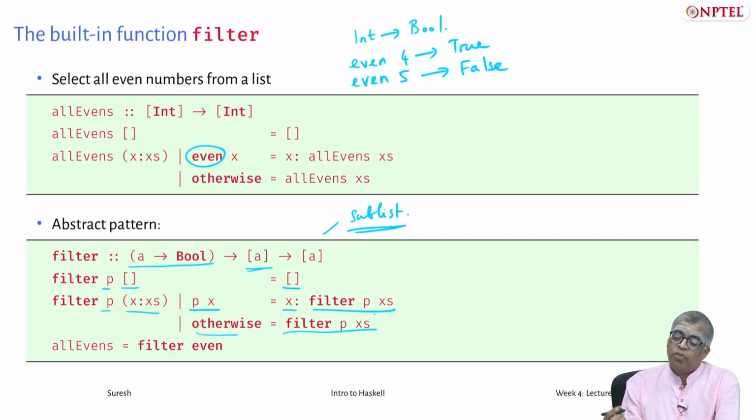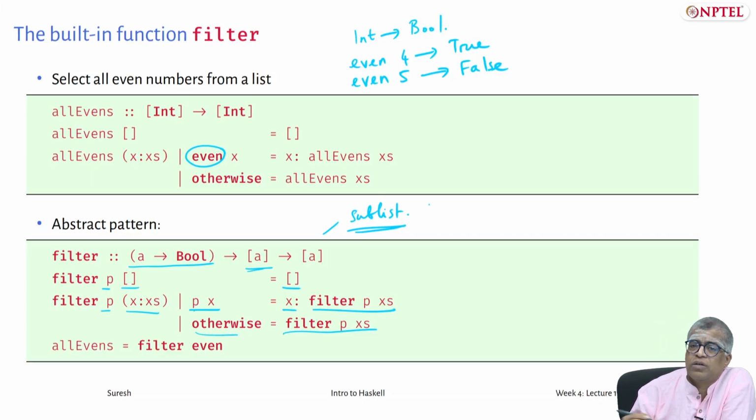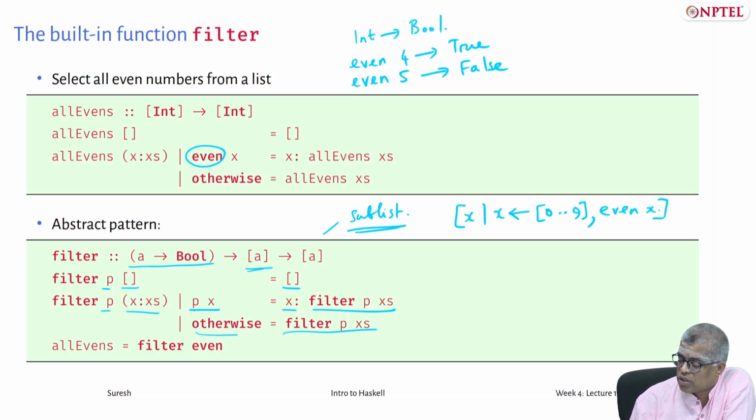So we had the list comprehension notation. Some of it can be expressed using filter, some of it can be expressed using map, some using a combination. For instance, if I want to say pick out all x from 0 to 9 such that even x, you can use list comprehension for this, or you could use filter.